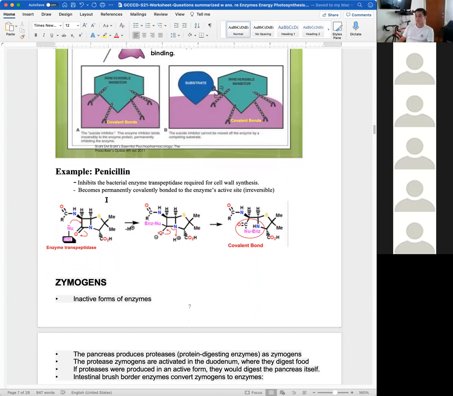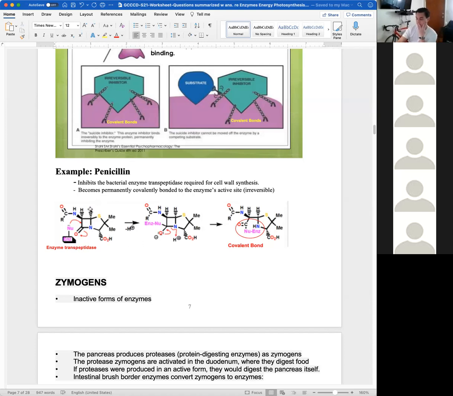Penicillin is a small molecule, a beta-lactam. It's antibacterial, and the way it inhibits bacteria is that it binds to this enzyme, transpeptidase, that's required for cell wall synthesis. So if the bacterium cannot make its cell wall, it dies. And this beta-lactam binds permanently to the enzyme.